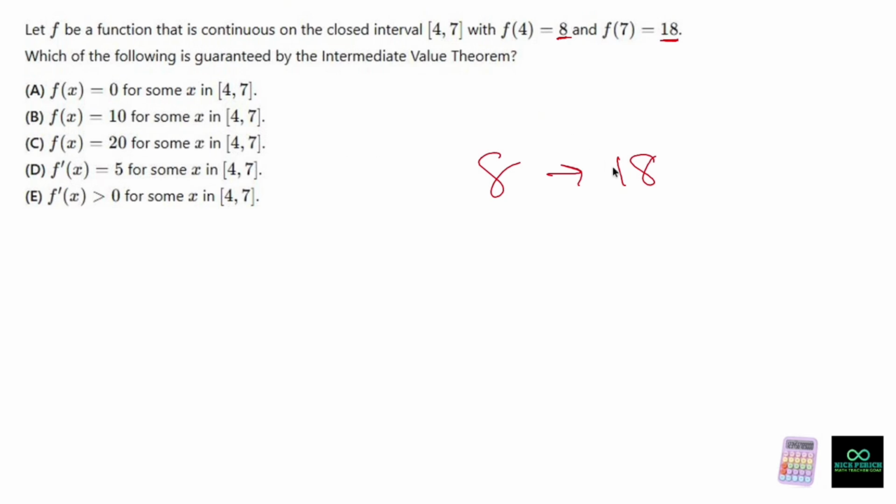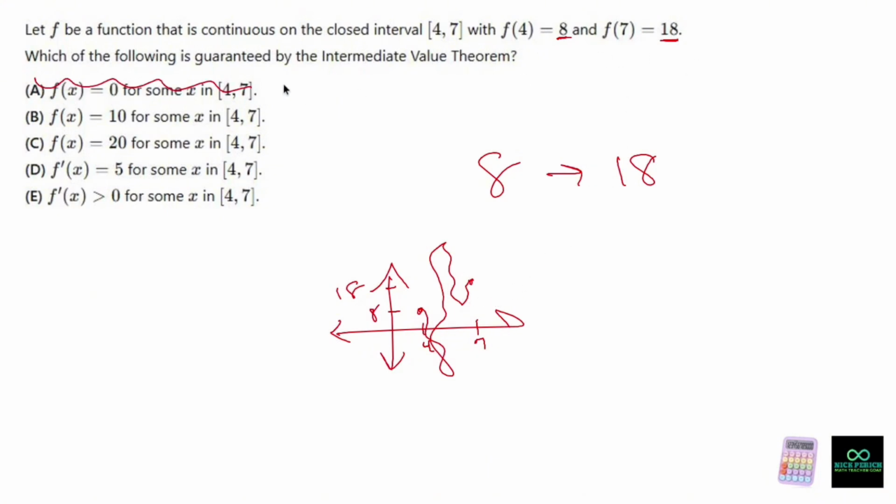If this is continuous, you're going to have some type of graph. Now, we don't know what the graph is going to look like. But if this is 4, and this is 7, and this is 8, and this is 18, you start here, you end here. At some point, no matter what it looks like, you're going to hit something definitely between 8 and 18. So f of x must be 0? Nope, that's not an option. It doesn't have to be. It could happen, but it doesn't have to.